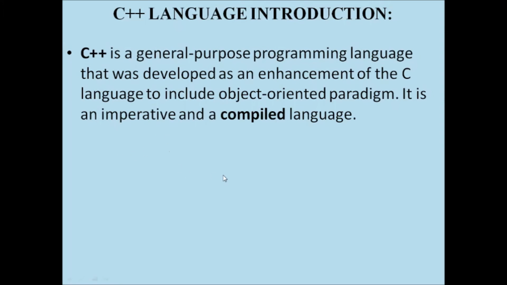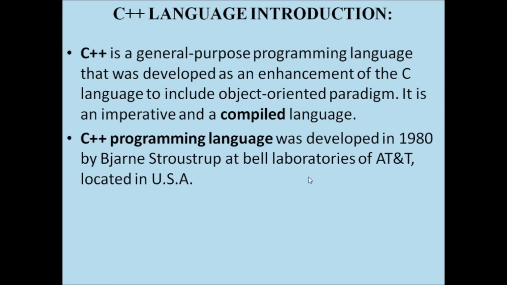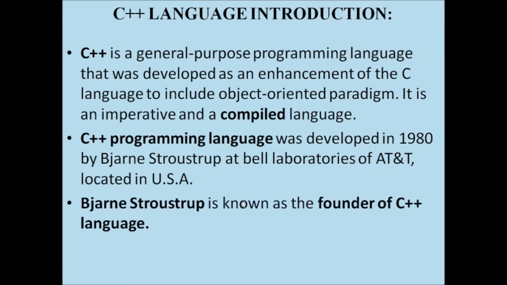It is also called a compiled language, because once we compile the source code, only then can we execute it. That's why the language is called a compiled language. This language was developed in the year 1980 by Bjarne Stroustrup. He was working at Bell Laboratories of AT&T, which was located in the USA. Bjarne Stroustrup is also known as the founder of the language C++.